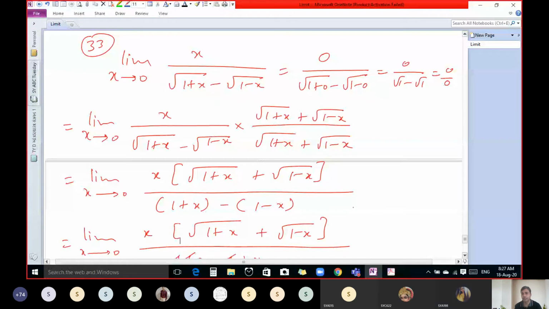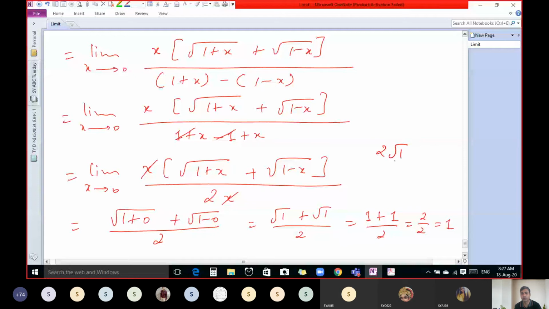Let us write 2 root 1. Perfect. Instead of this you can write 2 root 1. Nothing wrong in it. Now just tell me what is the answer of root 1? What is the answer of root 1? 1.